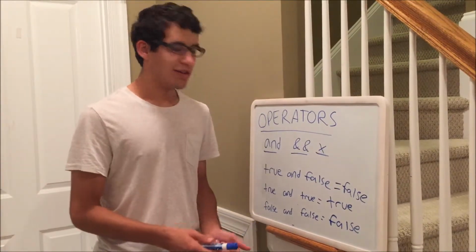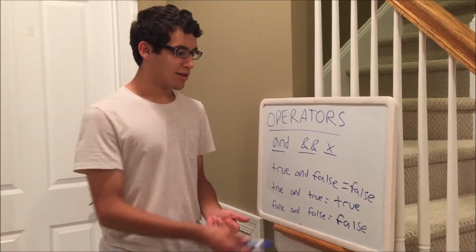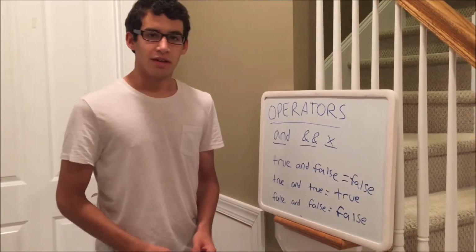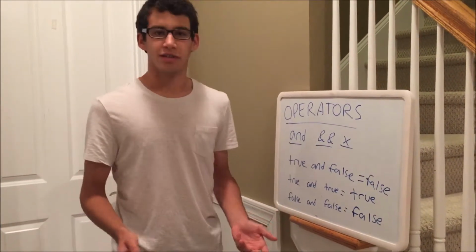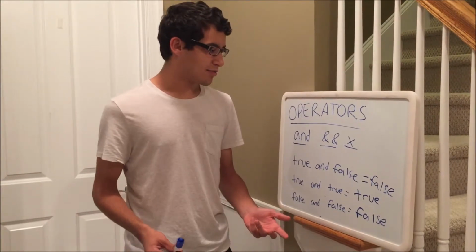True and true, that's like 1 times 1, so you just end up with true. False and false, that would be like 0 times 0, so you just end up with false anyway.